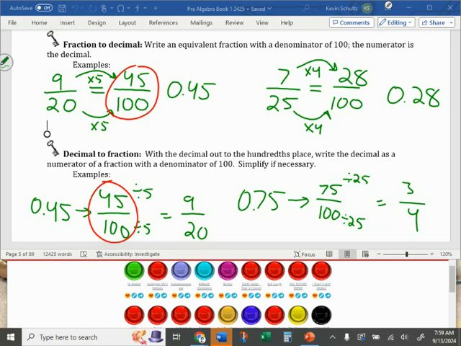Let's say that our decimal, I'm going to do this as a sidebar over here, was 0.412. What place is that out to? The thousandths place. So when you write your fraction, what will the denominator be? 1,000, right? It would be 412 over 1,000, and then you can still simplify that. So going from decimals to fractions, place value is what's super important.